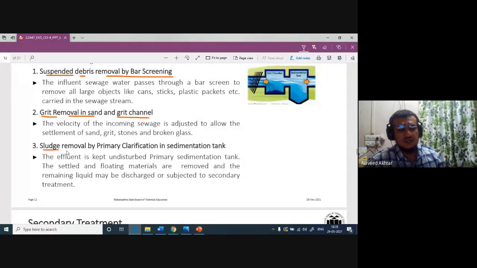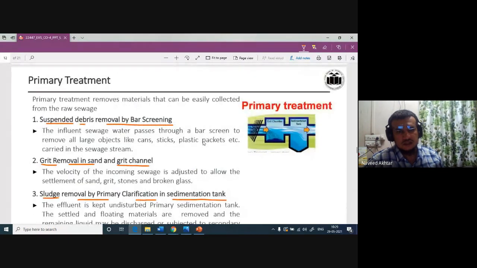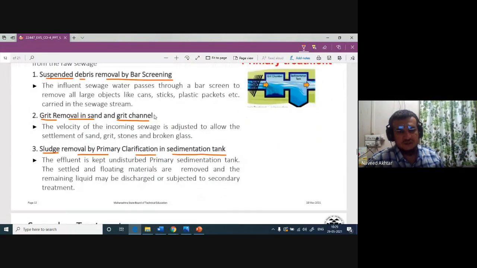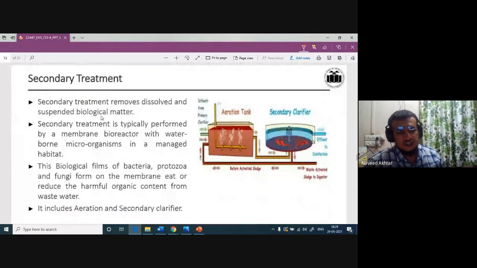Then sludge removal by primary clarification in the sedimentation tank. The heavy sludge is deposited and the water overflows over the primary clarifier for the secondary treatment. So this is nothing but the primary treatment of the wastewater. Then in the secondary treatment process, secondary treatment removes the dissolved and suspended biological matter.